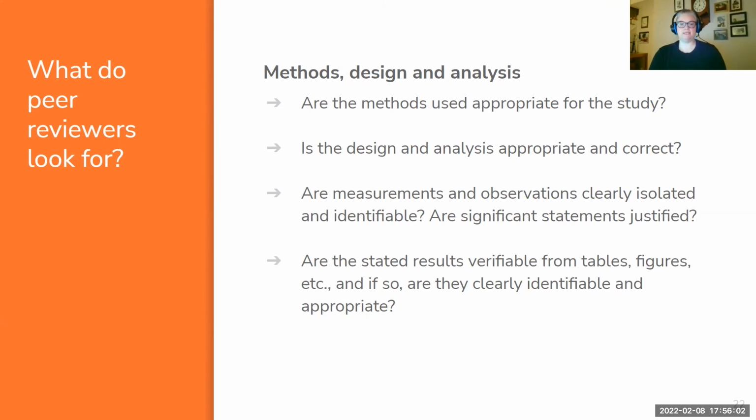Now, if your article involves specific methods, like a research article or a systematic review, as opposed to a commentary or that kind of thing, are the methods you used appropriate for the study? I'm assuming that by this point, as you're writing it up, you've double-checked that. But you want to be clear on why you chose those methods for the particular manuscript you're writing. Is the design and analysis appropriate and correct?